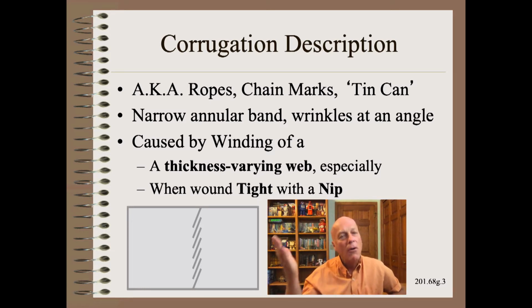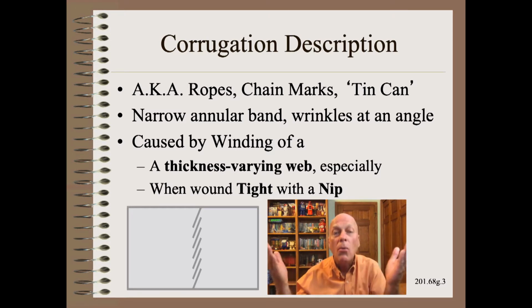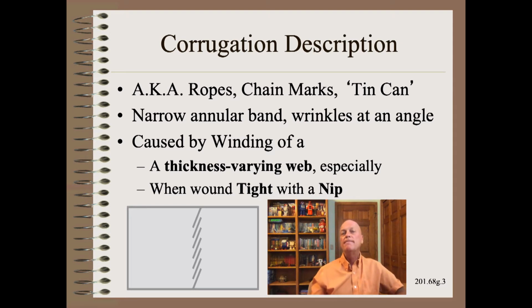Of course, web handlers who have followed my work know that a wrinkle at an angle always means something is crooked. This is true of wrinkles on the web. This is also true of wrinkles on a wound roll, including the corrugation wrinkles. This defect is caused by the winding of a web that has a thickness variation.